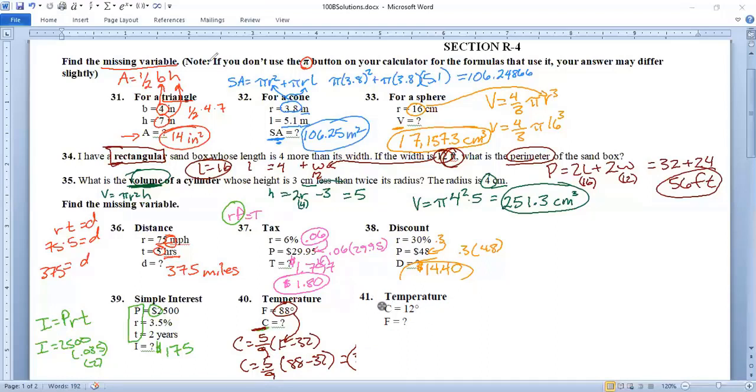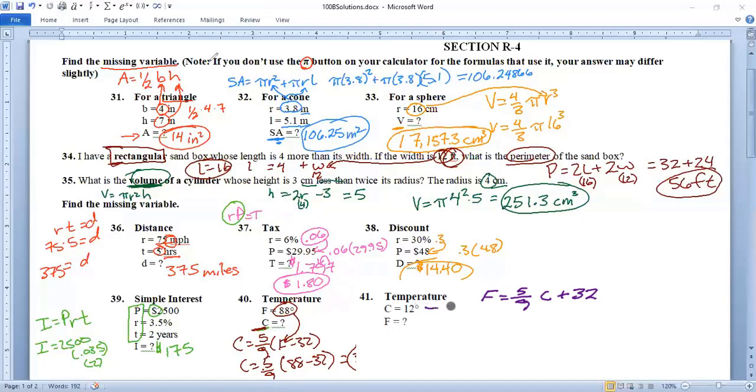And number 41. Here we have the temperature. We're going Celsius to Fahrenheit. So we need to write down, let's make sure we have enough room. Scoot it over here. And we get F is 5/9 C plus 32. That's the formula going that way, knowing it's backwards of the one we just used going from Fahrenheit to Celsius.